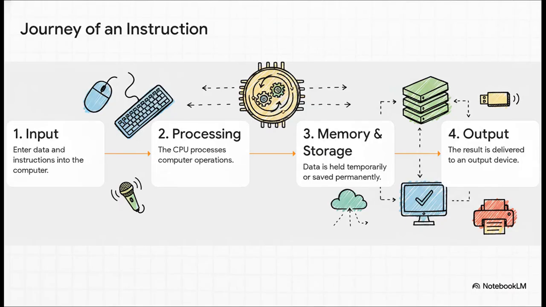So how does this body actually do anything? Well, let's follow a single command on its little journey. First, you provide an input. Say you click your mouse. Next, the central processing unit, the CPU, which is totally the brain of the operation, processes that command. Then, it uses memory and storage to grab any data it needs, and finally, it gives you an output, the result you see on your screen. Input, process, store, output. That simple loop is happening millions, even billions of times a second.